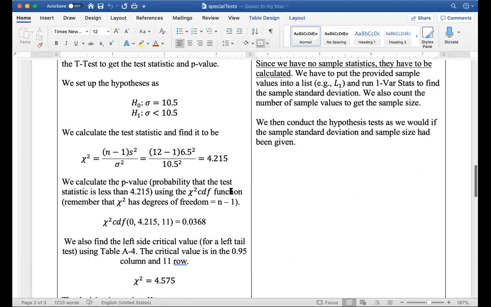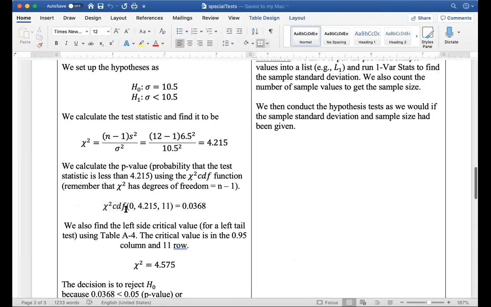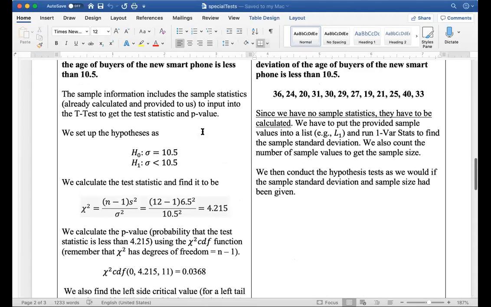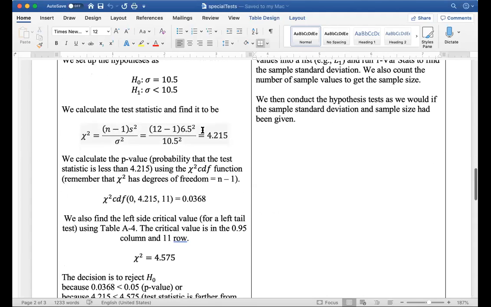Then we would have to go use the chi-squared CDF function. Since with the sample size of 12, the mean is 11, and 4.215 is less than 11, which makes it to the left of 11, we're going to find the area underneath the chi-squared curve from 0 up to 4.215. So the chi-squared CDF will have a lower bound of 0 and an upper bound of 4.215. And we have to specify the degrees of freedom, and we get a p-value of 0.0368.